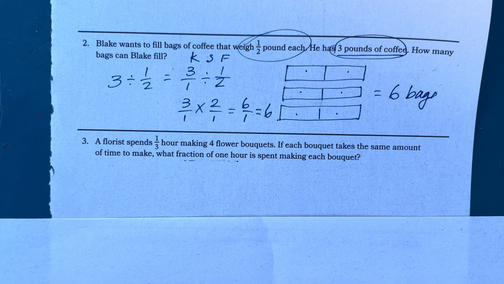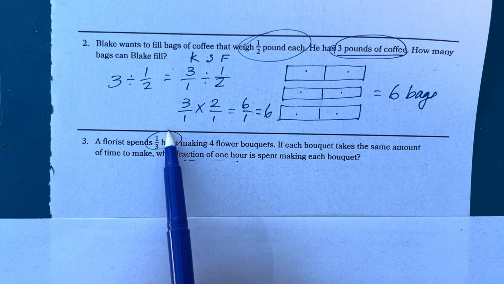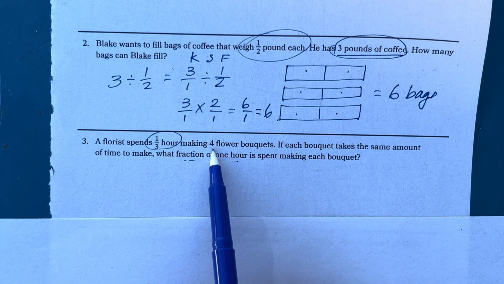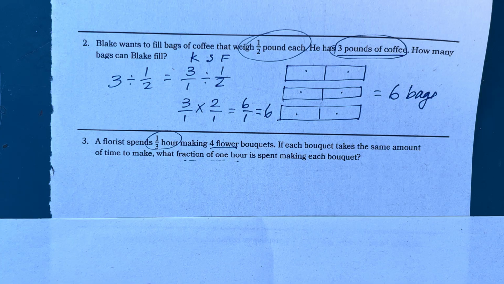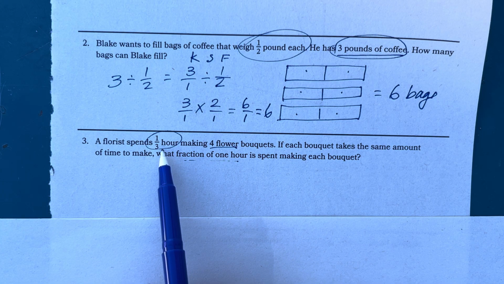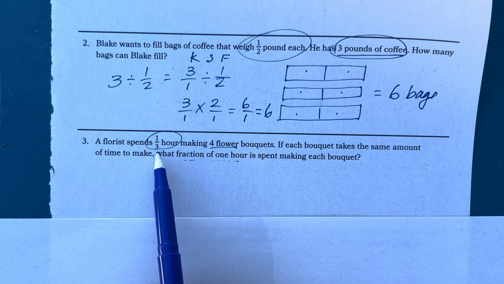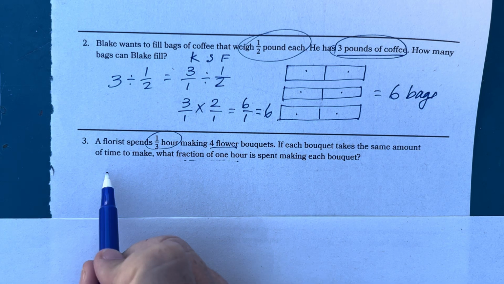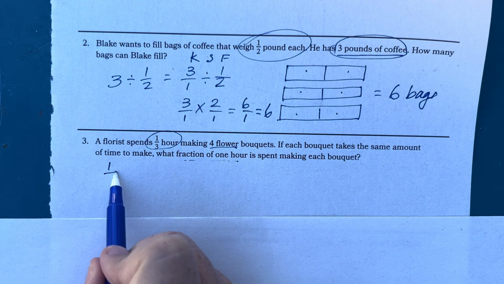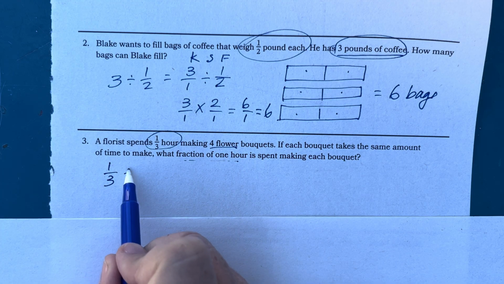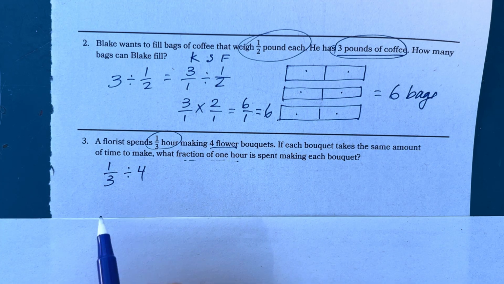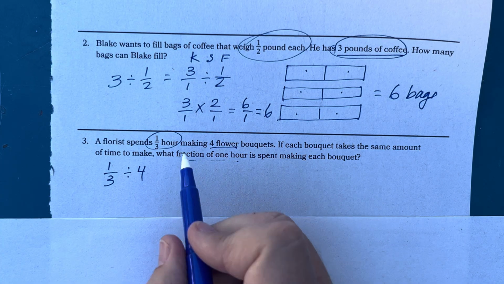Okay, so I have to think about this. They're giving us 1/3 of an hour, and they're telling us how many flowers she's able to make in that third of an hour. So if I want to figure out what portion of this amount it is, I'm kind of doing 1/3 divided by 4. 1/3 of the hour divided between the 4 flower bouquets. Okay, so let's do our method.